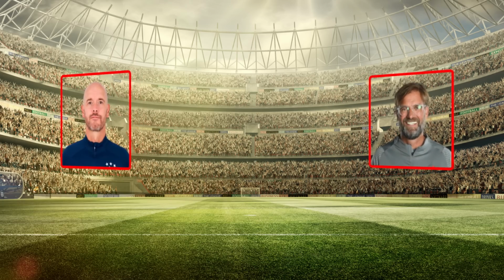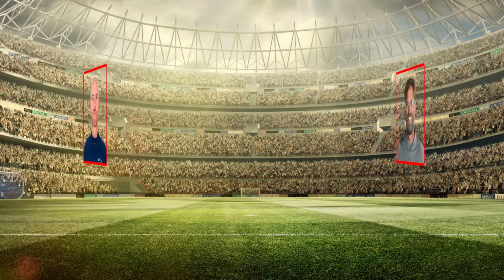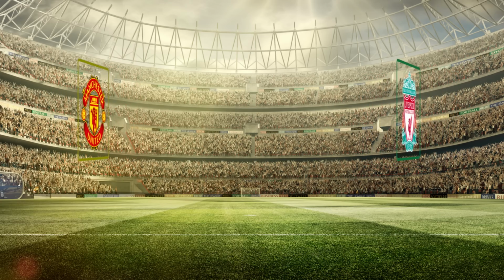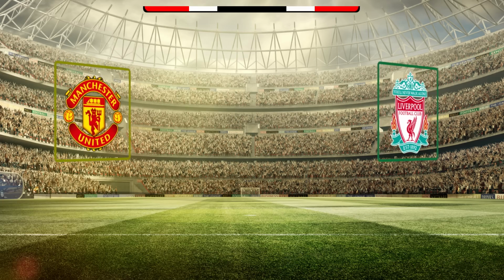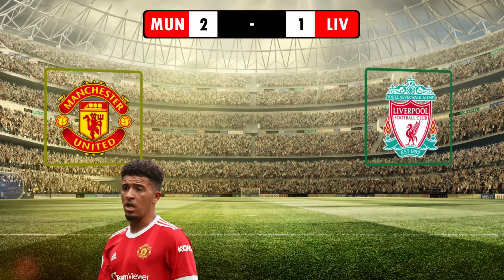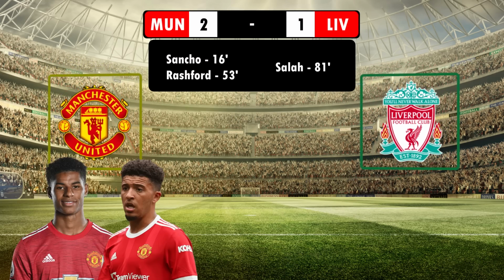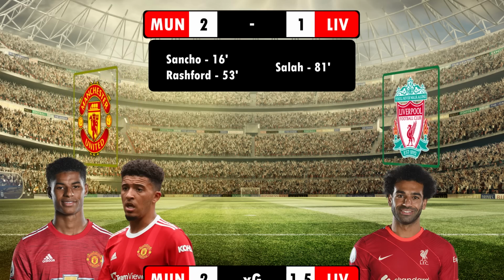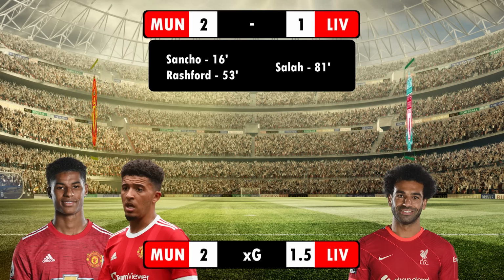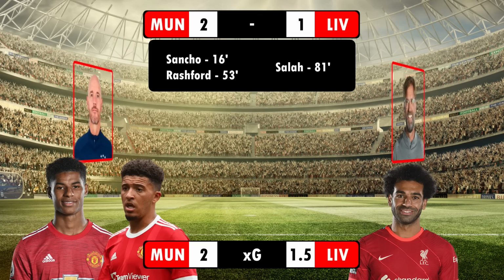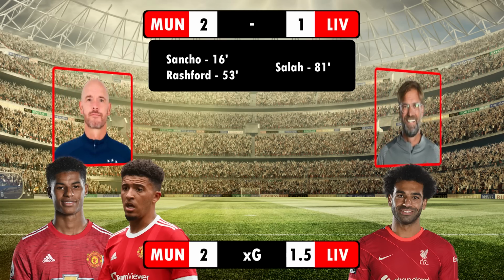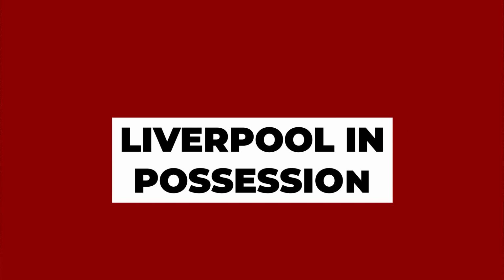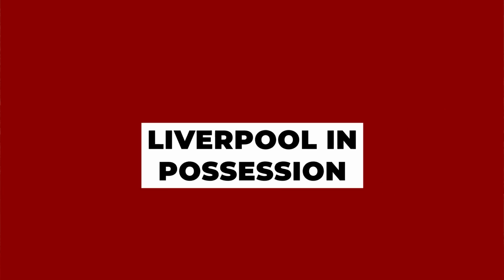A classic rivalry was the centre stage when United hosted Liverpool, and in an upset win, United came out on top, 2-1 thanks to goals by Sancho and Rashford, with Salah scoring the consolation for Liverpool. The XG does have United edging it out on paper, but what tactics did Ten Hag and Klopp use? Let's take a look. We'll begin with Liverpool in possession and United out of it.